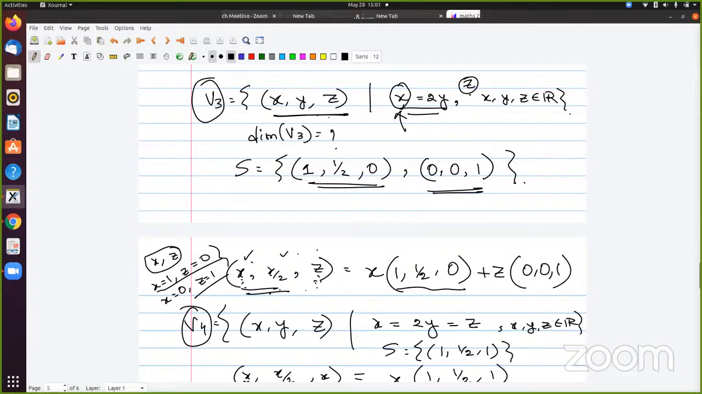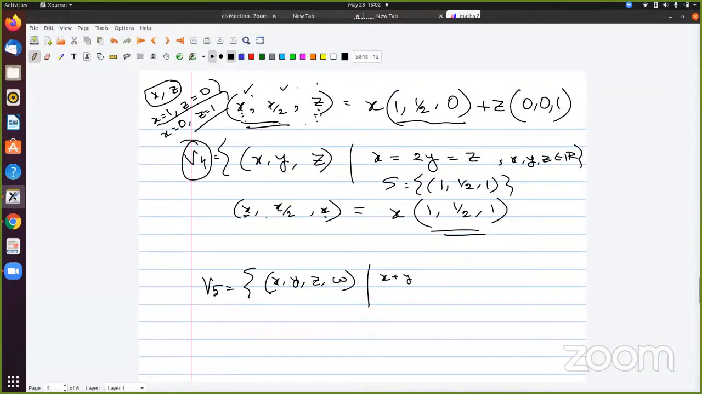So, sir, whatever we have done till now for finding the dimensions from V1 to V4, it will basically 100% depend on the equation first, how the dimension would be, right? Exactly, the condition. Yeah, the condition.